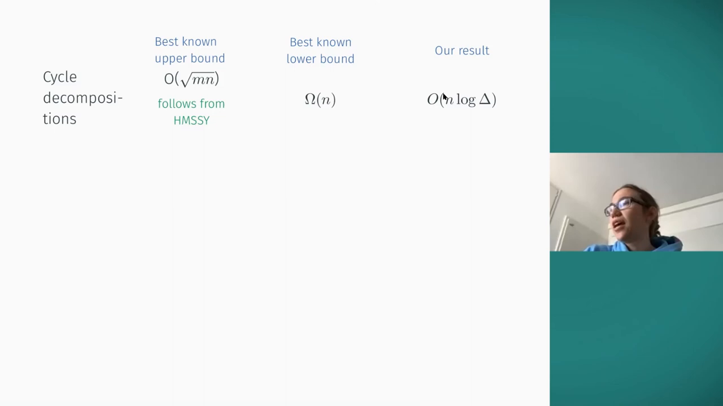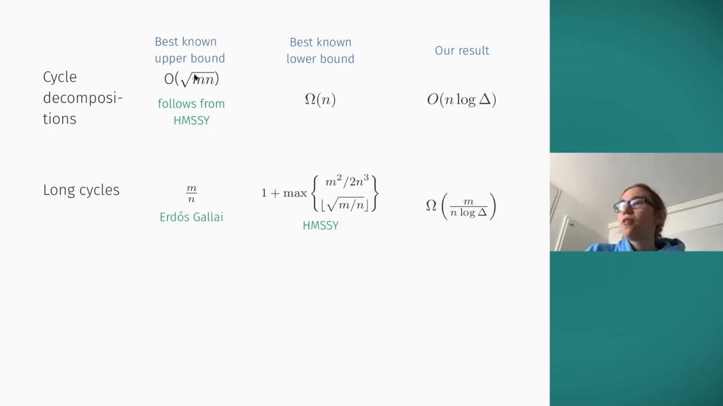And for long cycles, obviously, you cannot beat Erdős-Gallai, which is the best bound in undirected graphs. There's this lower bound from Hong, Last, Pi, and Newstar, which was optimal on the border cases of M being very large or very small, but not so good in between.